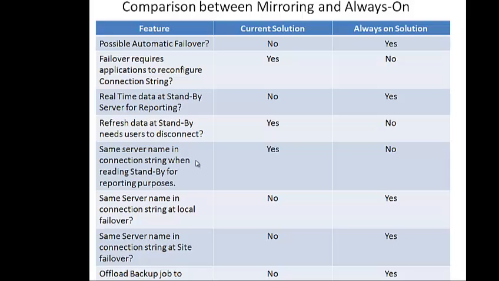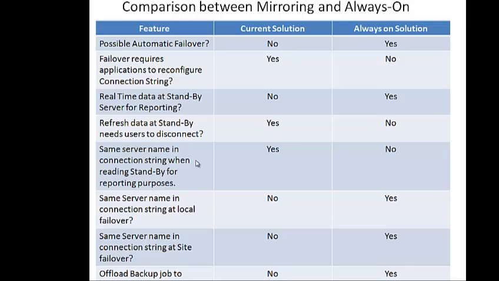Next bullet point is same server name in connection string at local failover. You will be using the same connection string if you use Always On. However, in the current solution it's not allowed. And if you fail over, you will still be using the same server name in the connection string, which is your listener name. All will be shown in the demo.